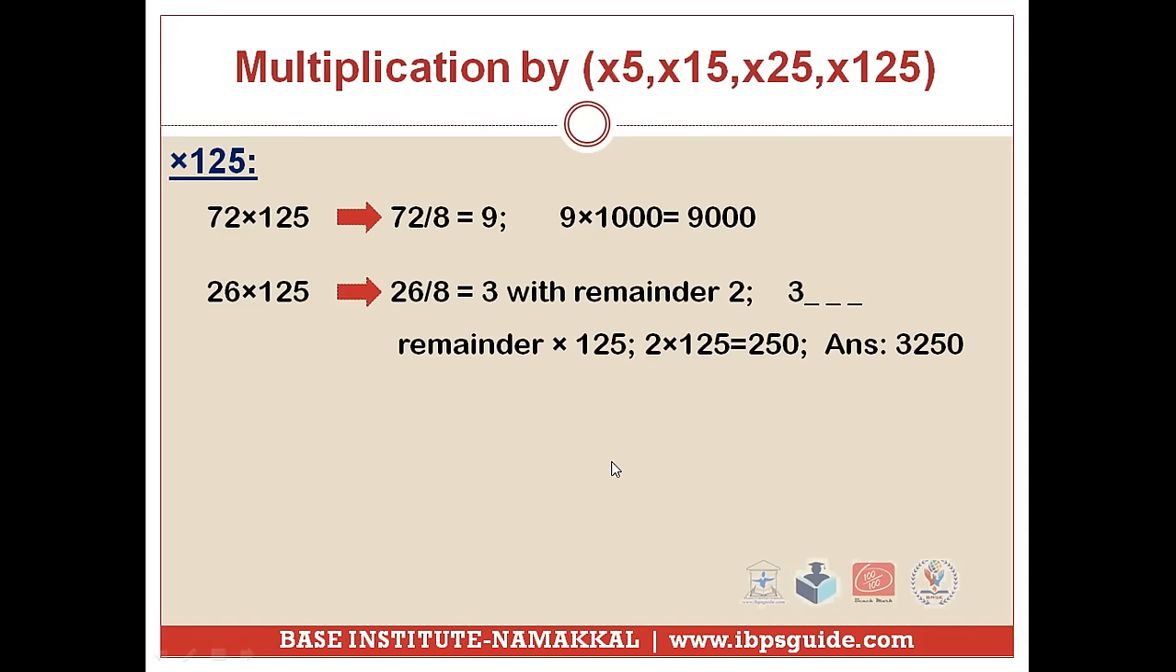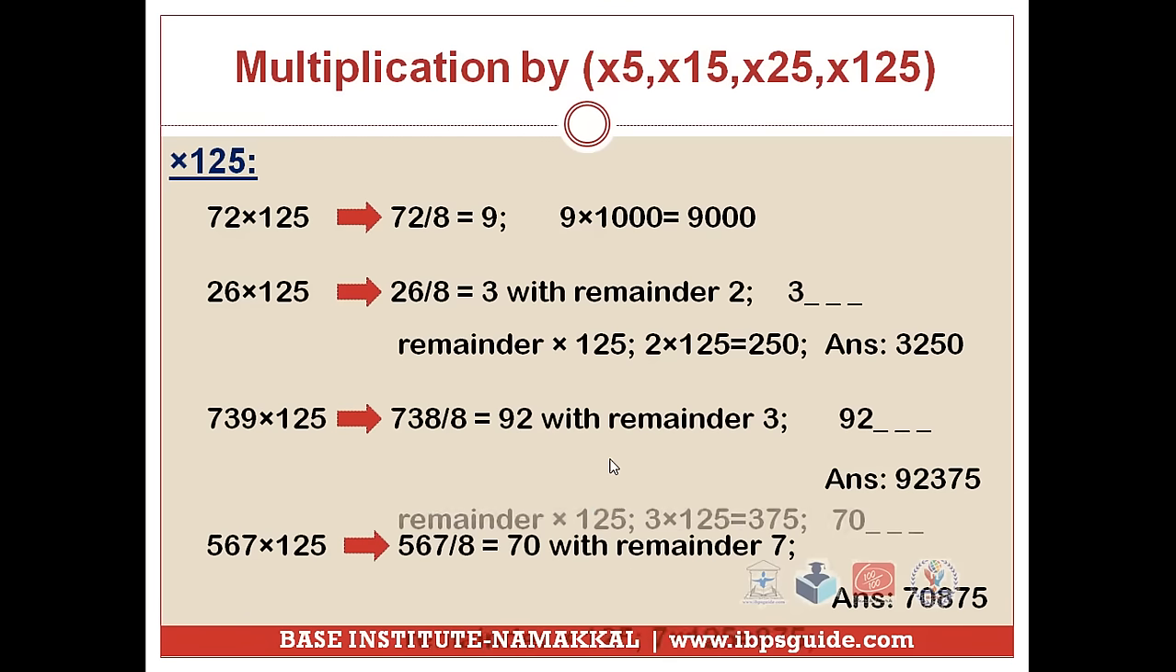Guys, kindly pause this video and try to do the following examples of multiplying 739 with 125 and 567 with 125. I hope that you are getting the same results as you mentioned here.